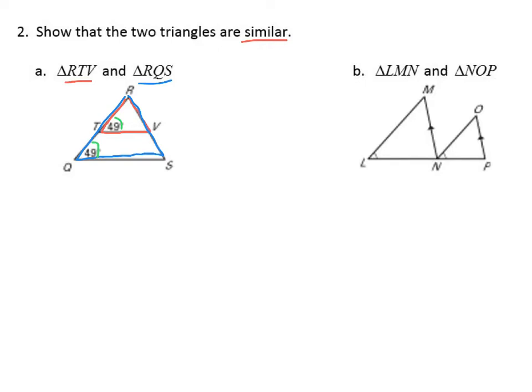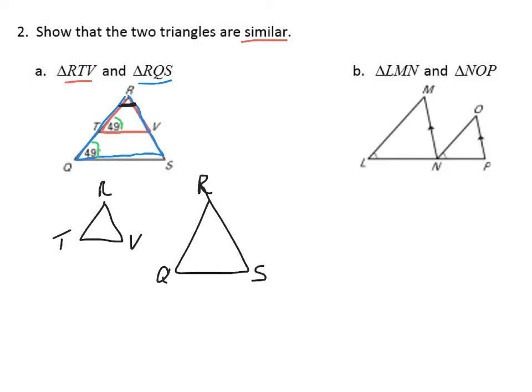But the thing is, since my triangles overlap, they're going to share angle R. If I were to draw them separately, so we got TRV, and my bigger triangle is QRS, obviously they're going to share angle R. That angle is in both triangles, so it has to be the same measurement, whatever it is. So in this case, I do know my triangles are similar because of angle-angle.